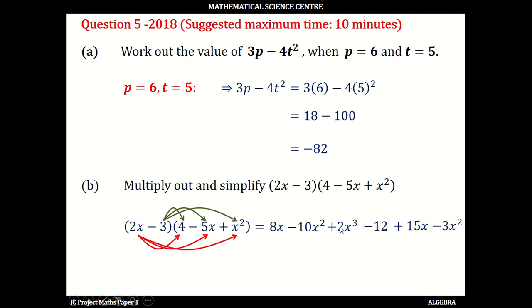So we only have one term with an x cubed in it, so we're going to have a 2x cubed. Now with the x squared, we've got minus 10x squared, minus 3x squared. They will give minus 13x squared. We have a plus 8x and a plus 15x. They add together to give plus 23x. And we still have a minus 12 as well at the end. So this works out then as 2x cubed minus 13x squared plus 23x minus 12.